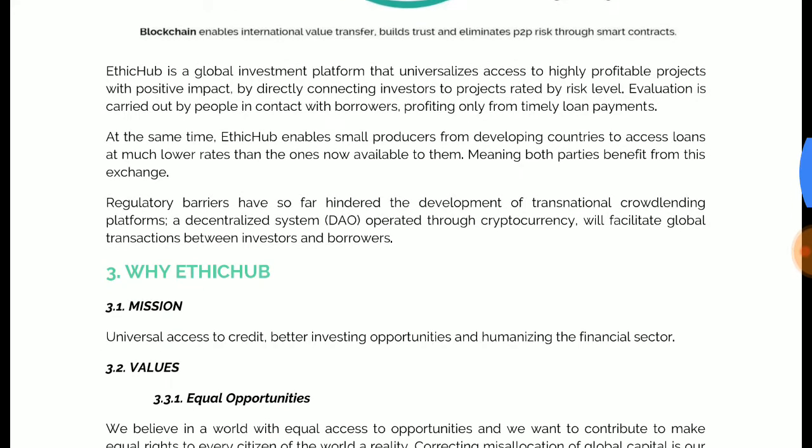At the same time, EthicHub enables small producers from developing countries to access loans at much lower rates than the ones now available to them, meaning both parties benefit from this exchange. Regulatory barriers have so far hindered the development of transnational crowd lending platforms. A decentralized system, a DAO operated through cryptocurrency, will facilitate global transactions between investors and borrowers.